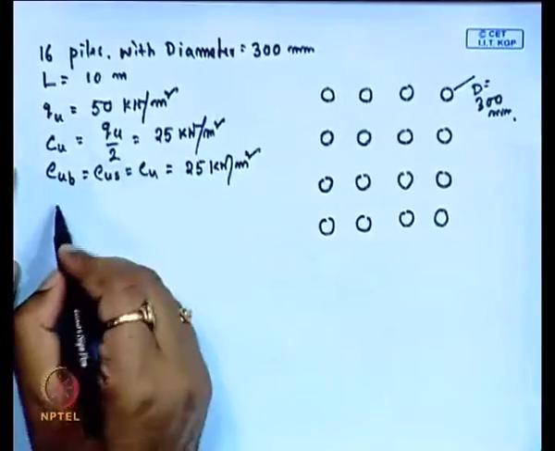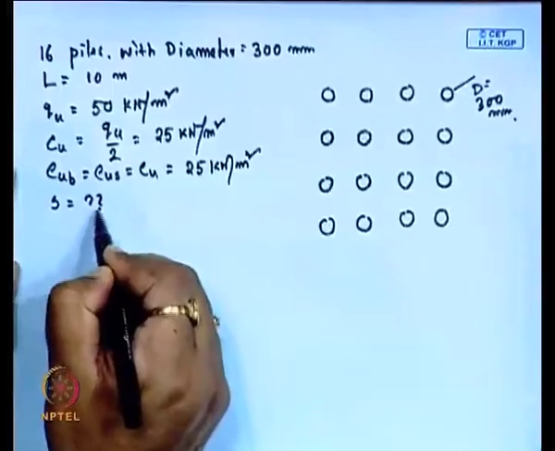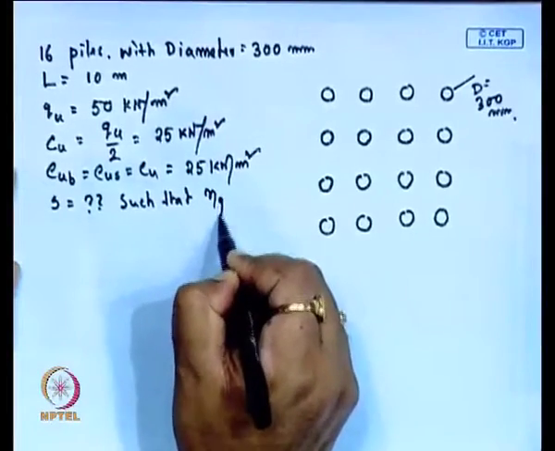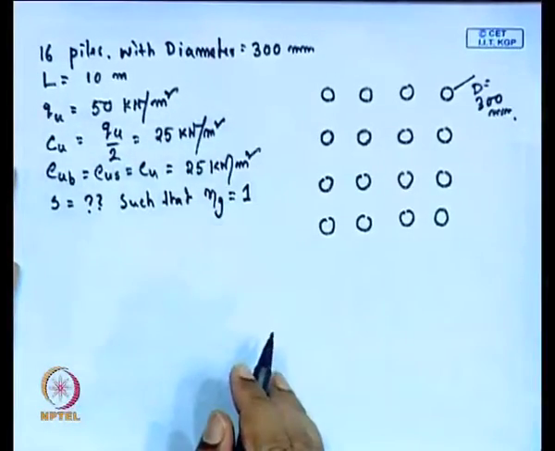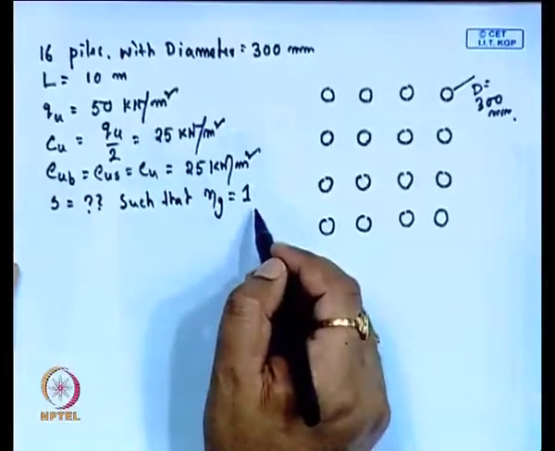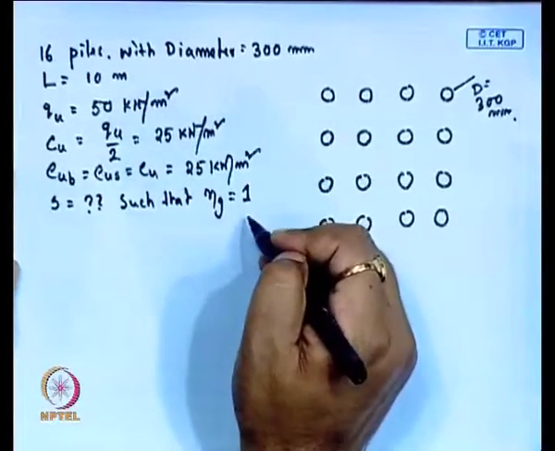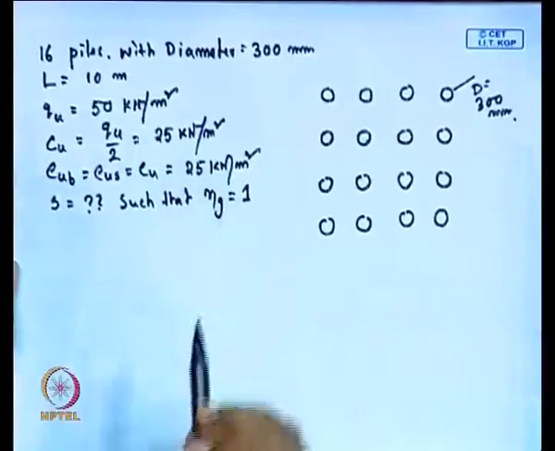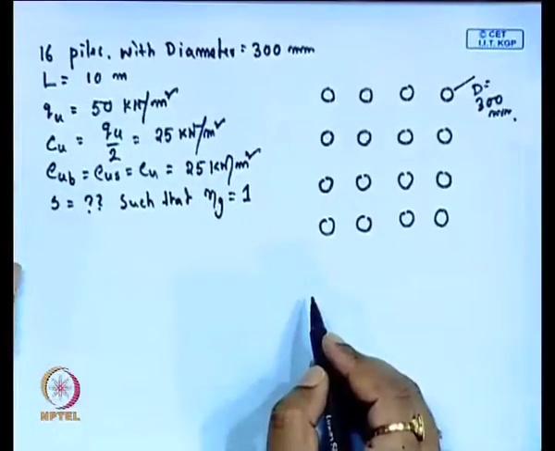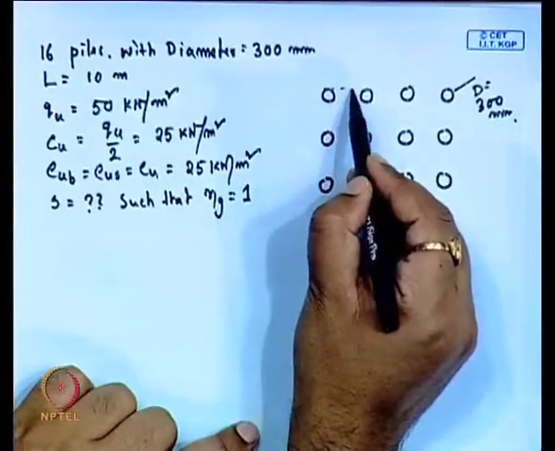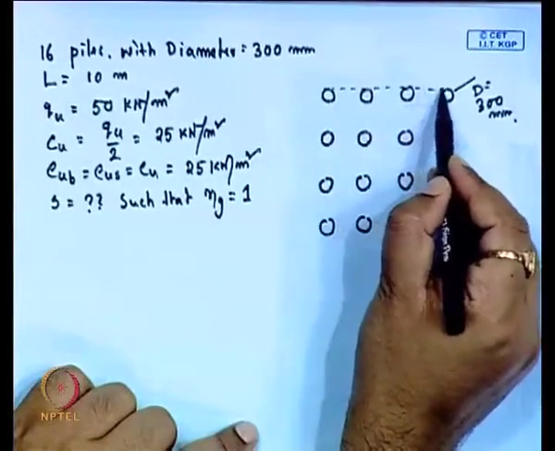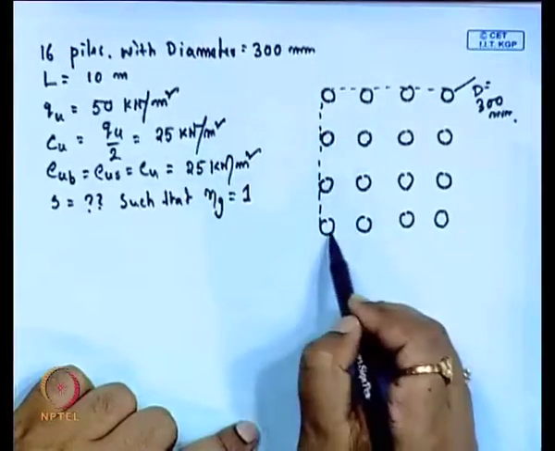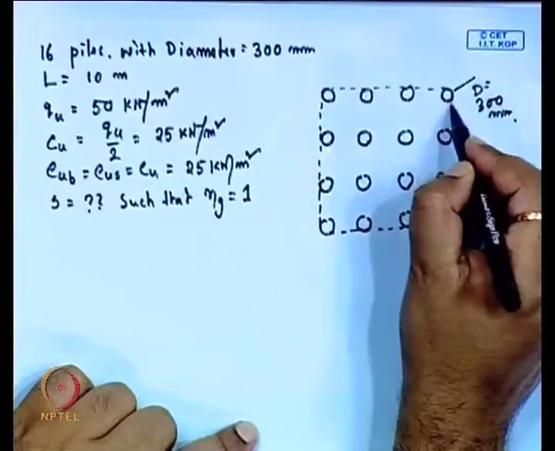Now, we have to determine the spacing. What will the spacing be such that the group efficiency will be exactly 1? Well, we can take any other value also, you can take 0.9, 0.8. But here we will design this such that the group efficiency will be exactly 1. What will be the spacing? As I mentioned, here we have to consider the single as well as the block failure. This is the block basically for the group.